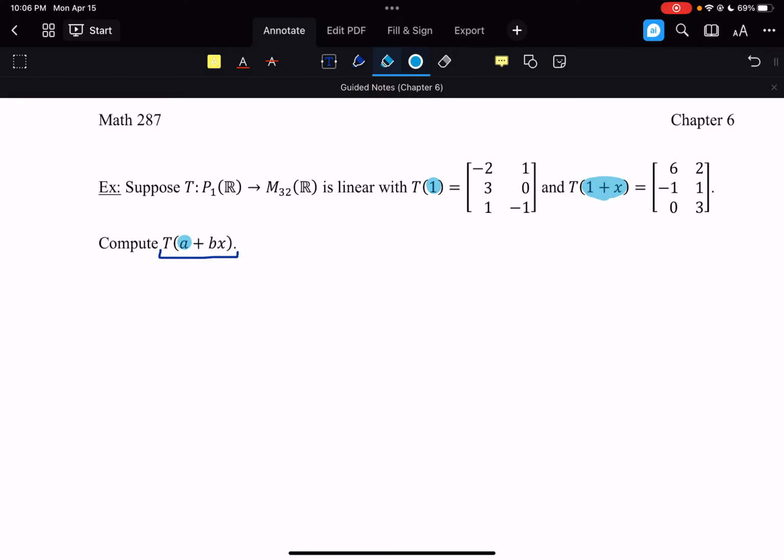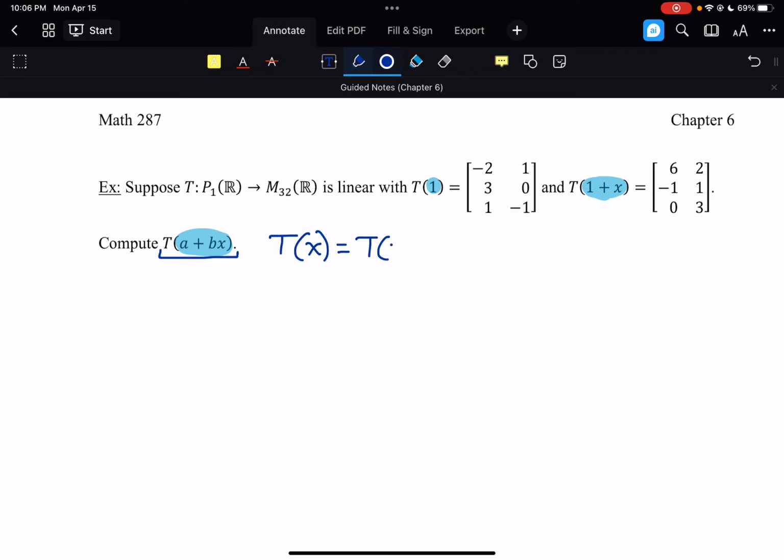Now we want to know, if I just had any general polynomial of degree 1 or less, how would I transform it? So I want to come up with a general rule for the transformation based off of the two that we know already. So T of 1, that's good. 1 is an element of the basis, but we really want T of X as well. That's the other element in the standard basis.